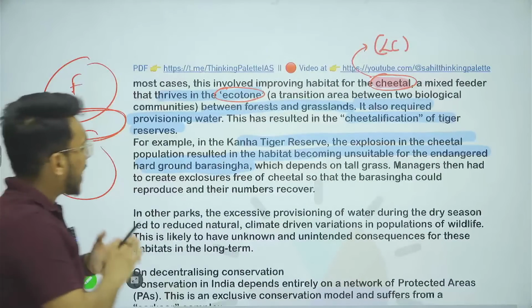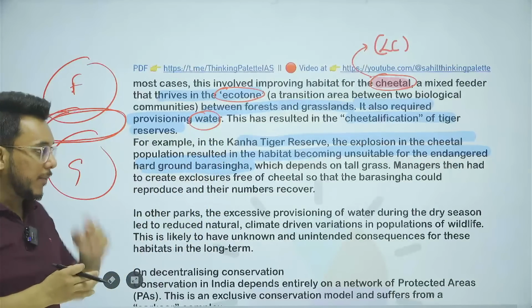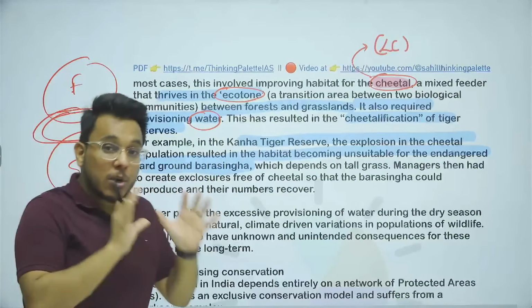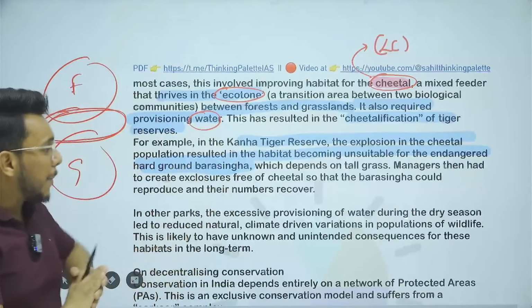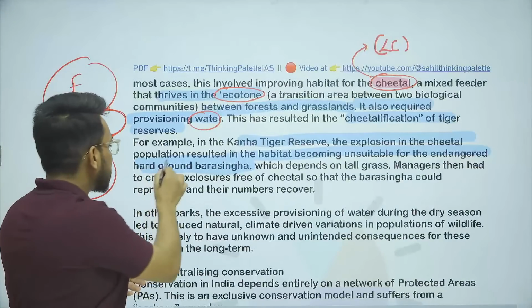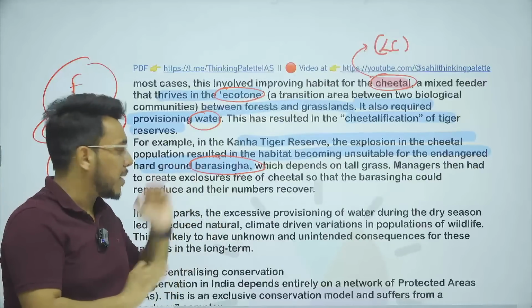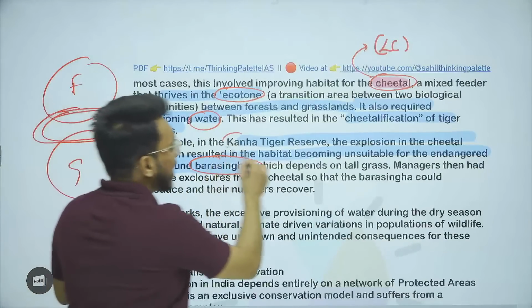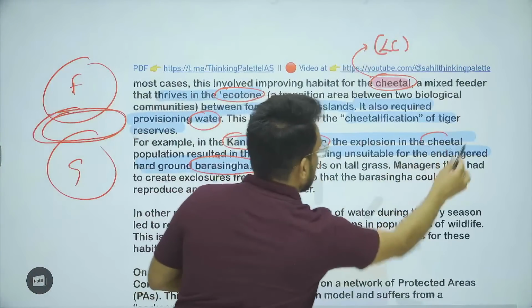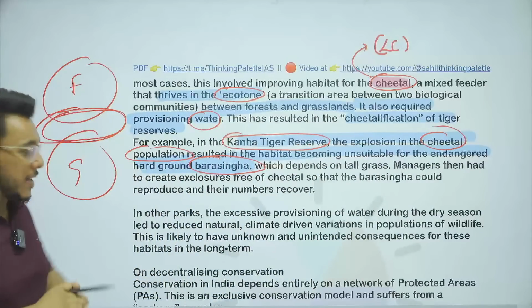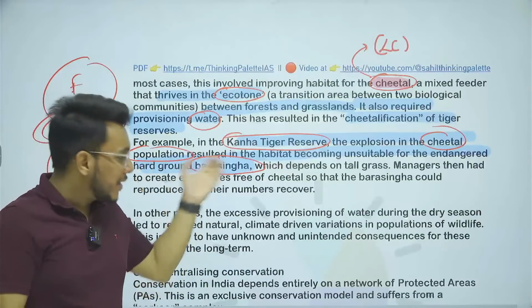Moreover, cheetals also need a lot of water. So basically, governments, in order to protect the tiger, have promoted the population of the cheetal. But what has happened is that for many of the other species, the ecosystem is becoming unsustainable. For example, the Barasingha. In Kanha Tiger Reserve, the government and authorities tried to increase the population of the cheetal. But as the cheetal population increased, there is no viable space to accommodate the Barasingha. This is what has happened.